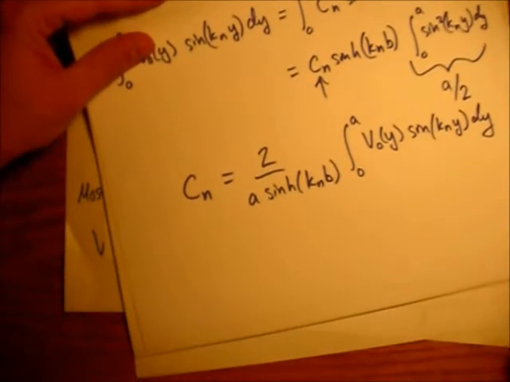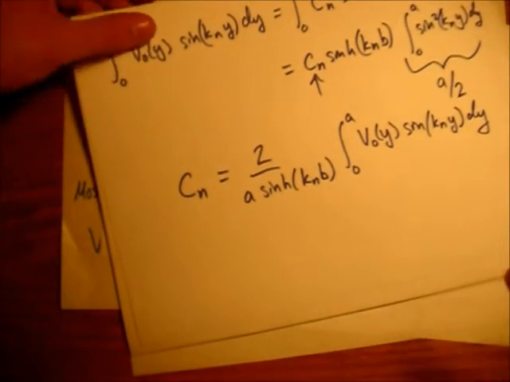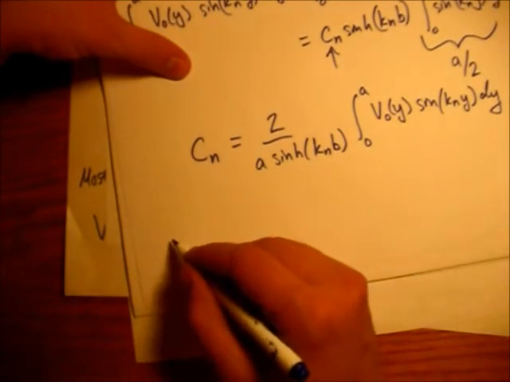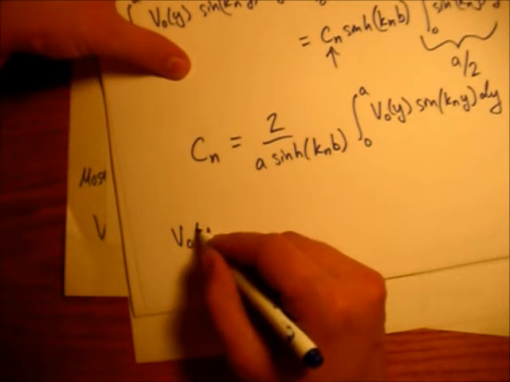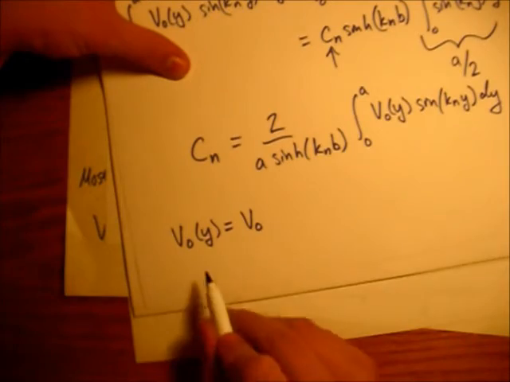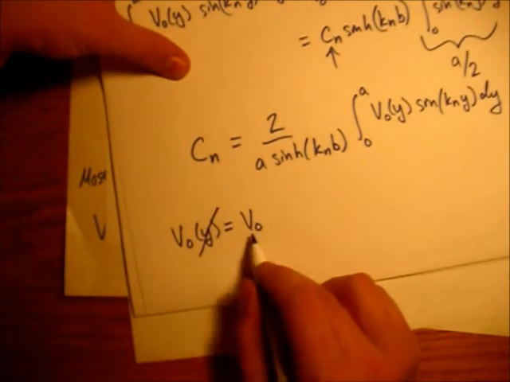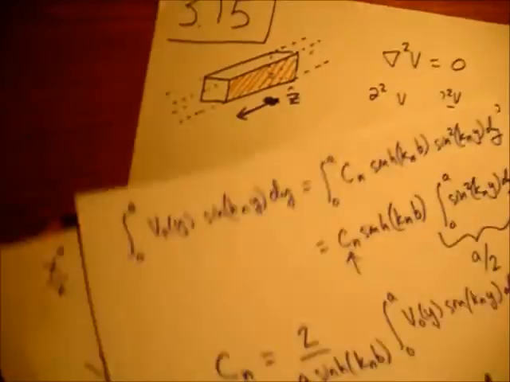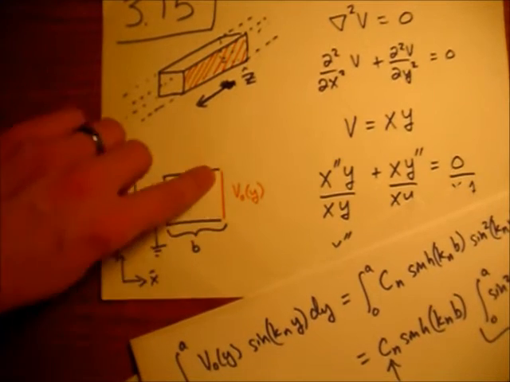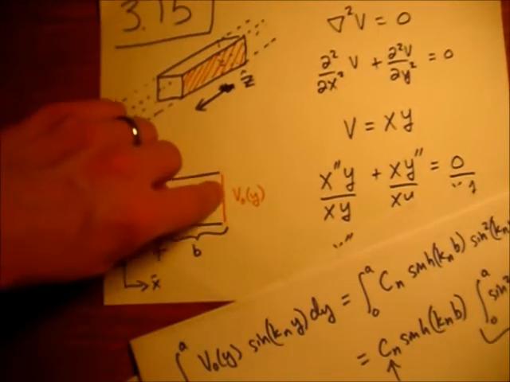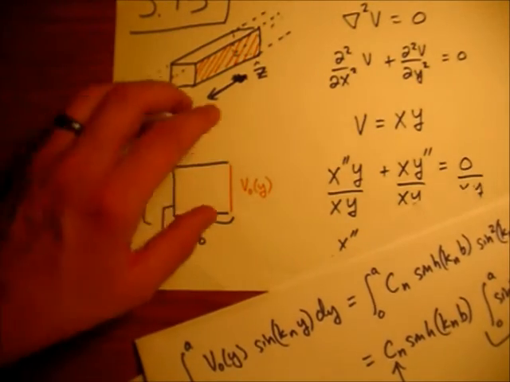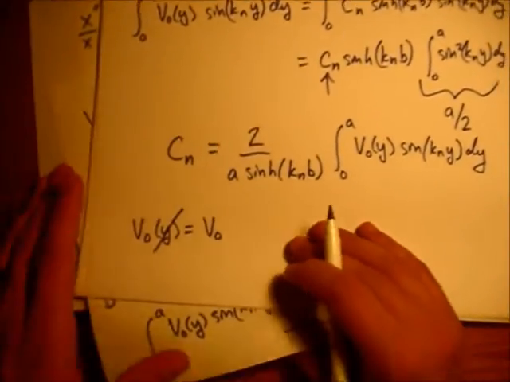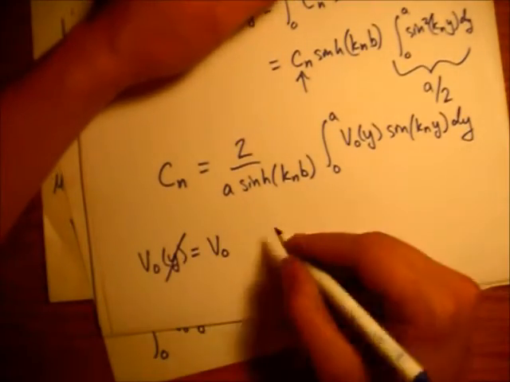Now, Griffiths does say that we should solve it for, suppose that v naught is not a function of y. All right, so it's not a function of y, it's only a constant. So basically suppose that the side of the rectangular pipe here doesn't depend on y. It's just a constant potential V naught. All right, it's not grounded, so it's a different potential from the other three sides, but it's constant along this side. In that case, what do we get for our Cn?